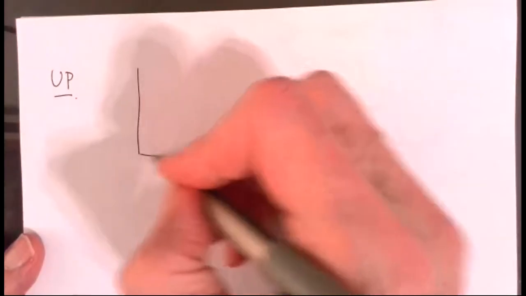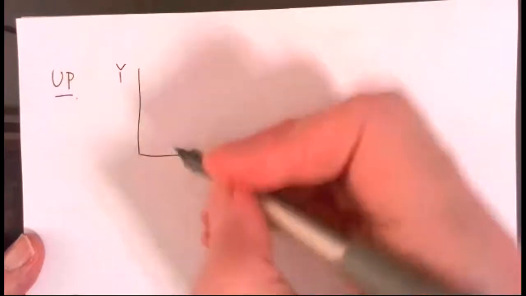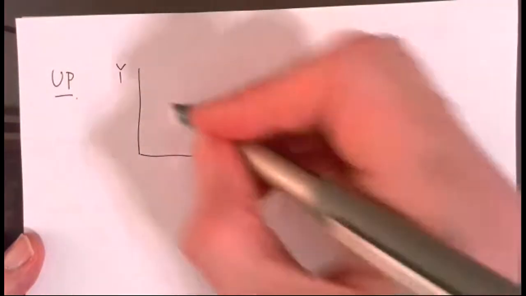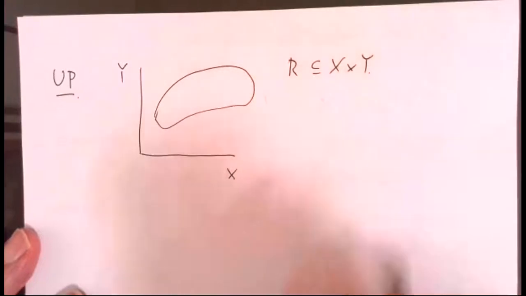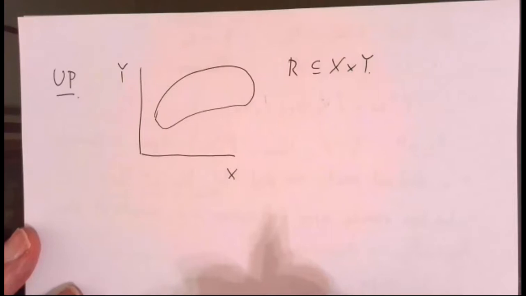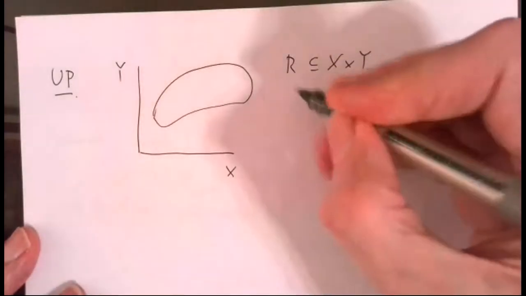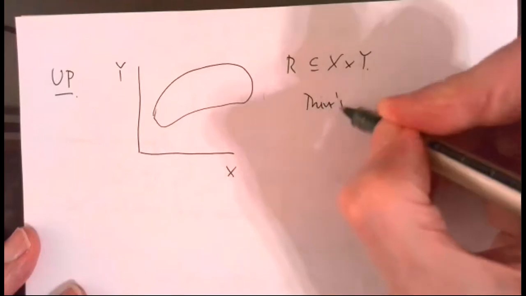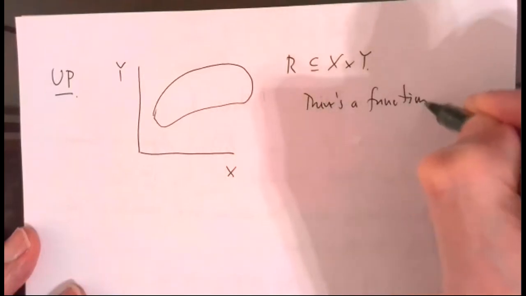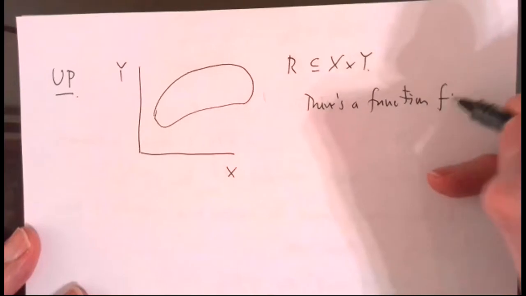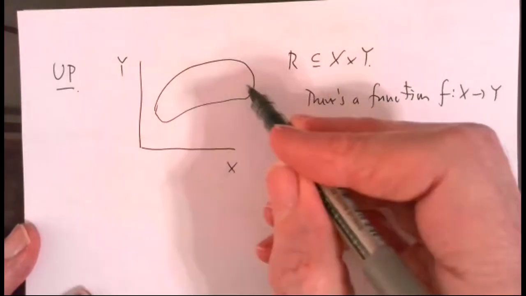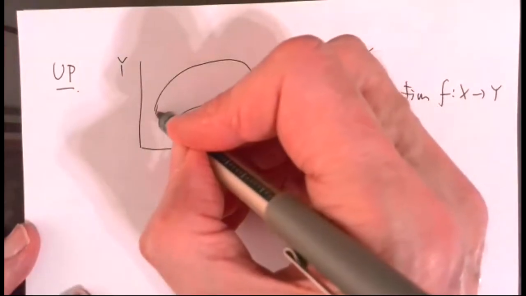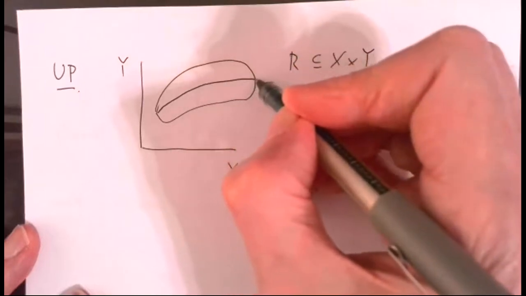So here's X, here's Y. So I think of this as X cross Y. Here's a region, R, a relation on X cross Y. So UP says there's a function f from X to Y which uniformizes the region. So the graph of f would look something like this.